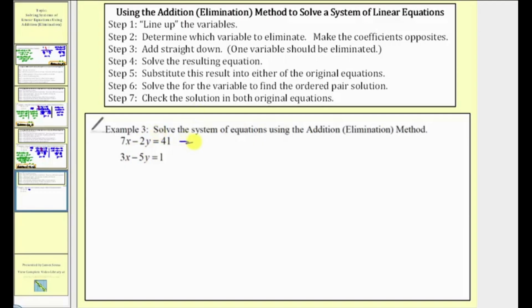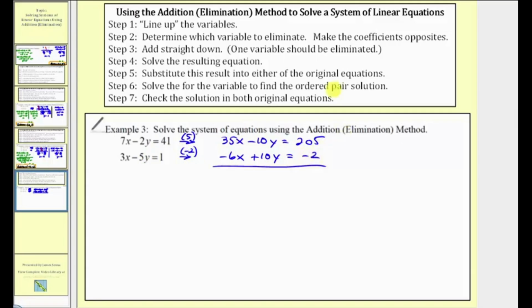So let's multiply the first equation by positive 5. That would make this term negative 10y. So to make the y term here positive 10y, we have to multiply by negative 2. So here we have to multiply both equations by a constant to make the y terms opposites. So for the first equation, we'd have 35x minus 10y equals 41 times 5, which is 205. The second equation, multiplying by negative 2, we'd have negative 6x plus 10y equals negative 2.